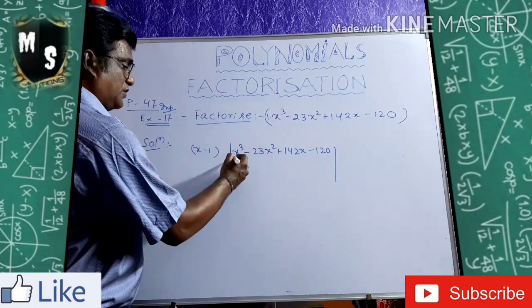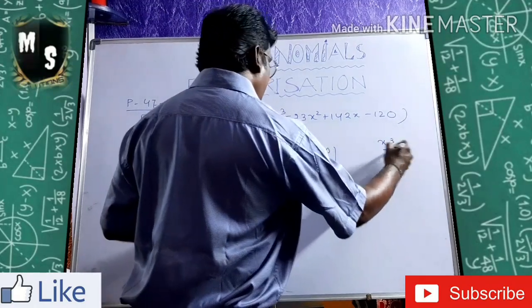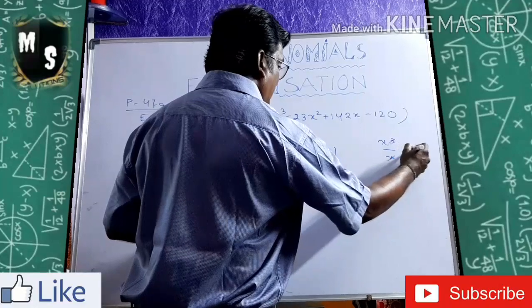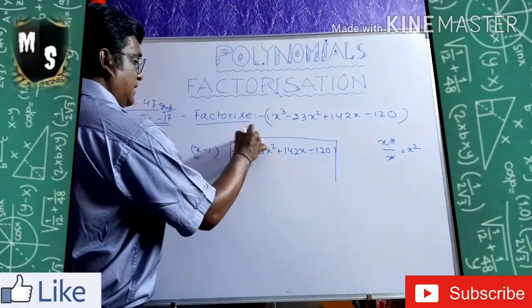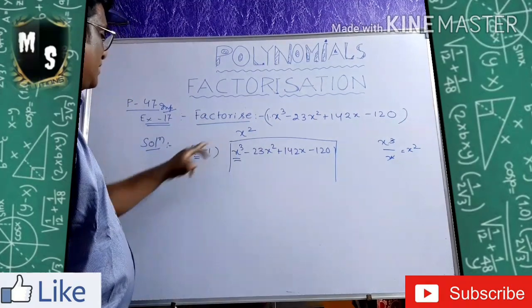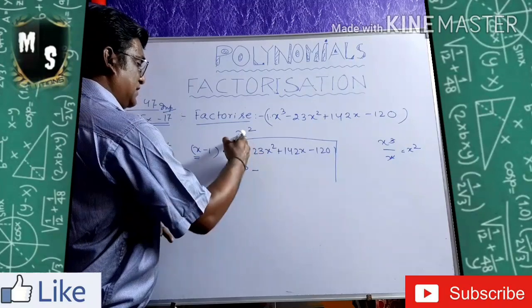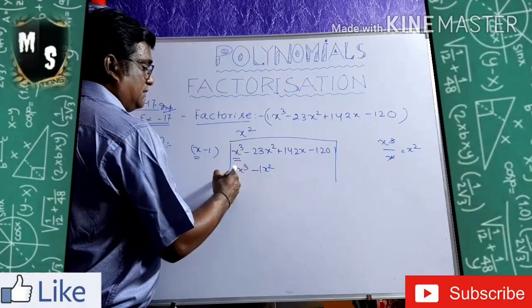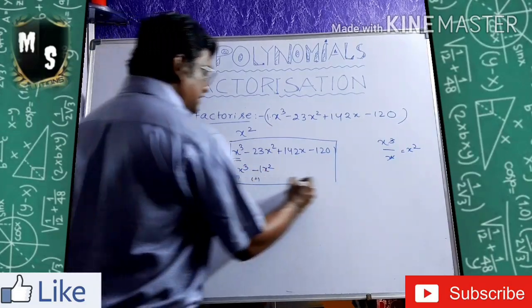Very simple division procedure. First term by first term, that is x cube by x. What did I get? x square. So I am writing the quotient here, x square, and I multiply x square into x, that is x cube, then minus x square into 1, that is 1 x square. This is the sign you have to change now. Similar division I explained to you in the last video.